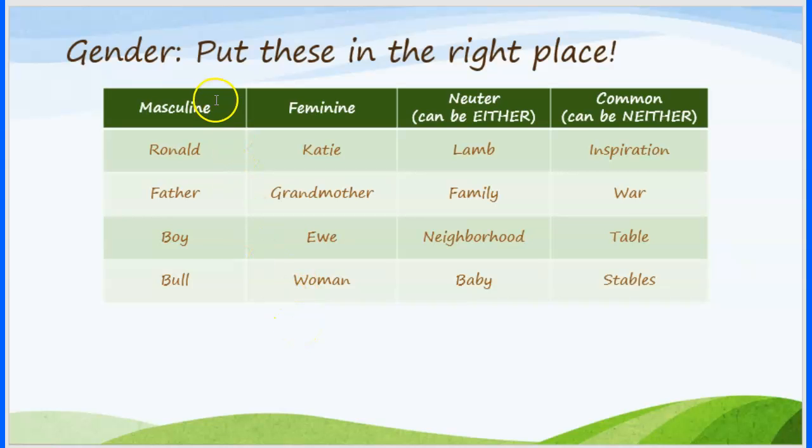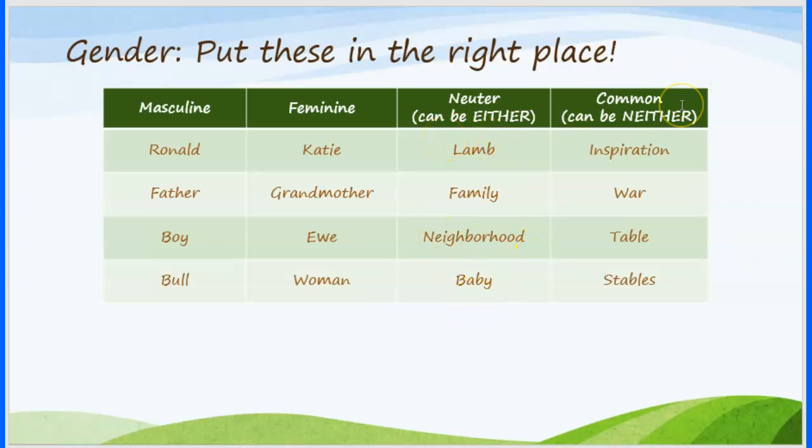So here we have our masculine: Ronald, father, boy, bull. Those were all pretty obvious. Feminine would be Katie, grandmother, you, which is the female, lamb, and woman. And then those that could be neuter would be lamb, family, neighborhood, baby. In your neighborhood and your family, you're going to expect that both male and females are there. So that's why it falls into the neuter category.